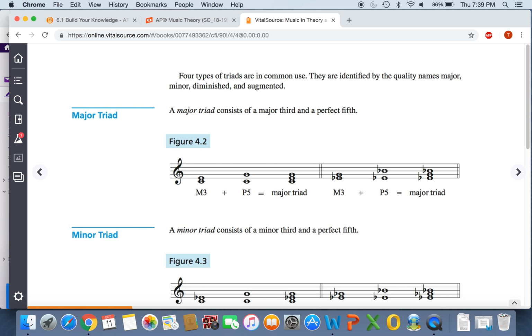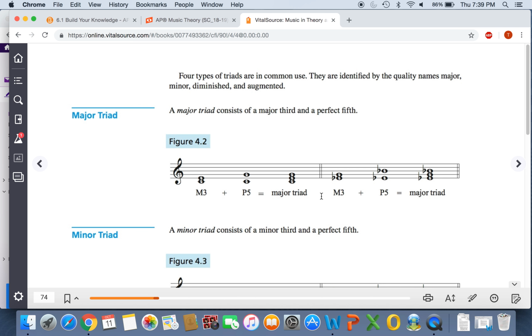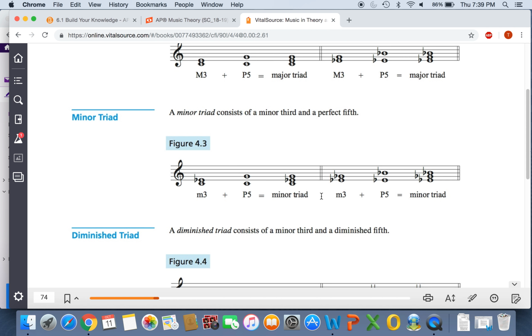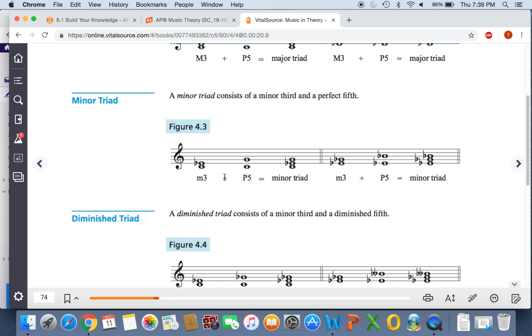Where are we over here? This is also going to be a major triad, so it just looks different, starting on E flat. A minor triad consists of a minor third and a perfect fifth. Easy, right? That's the difference between major and minor triads. Which is the first interval, major third or a minor third? Minor triad starts with a minor third.